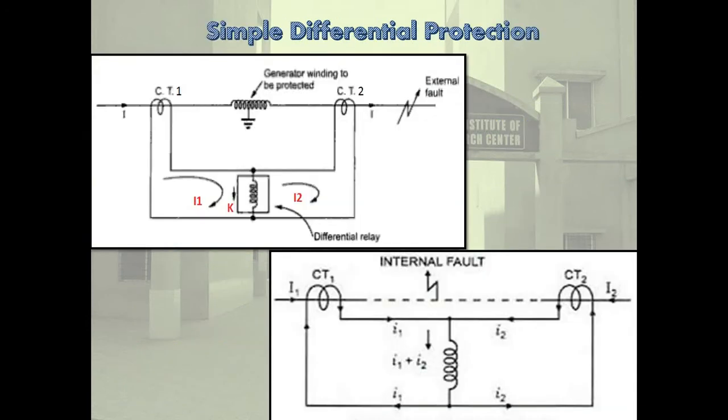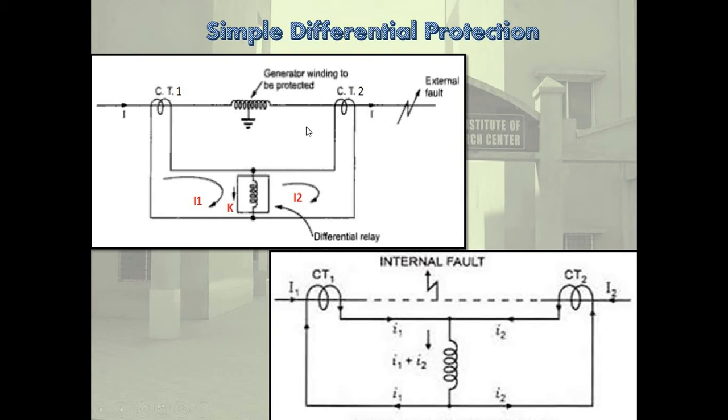Okay. Now, first is simple differential protection. So, what is simple differential protection, or what is differential relay? A differential relay can be defined as a relay that operates when the phasor difference of two or more similar electrical quantities exceeds a predetermined value.